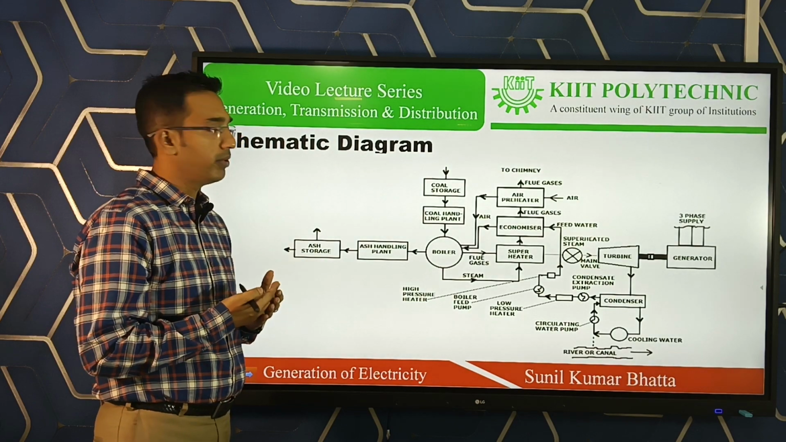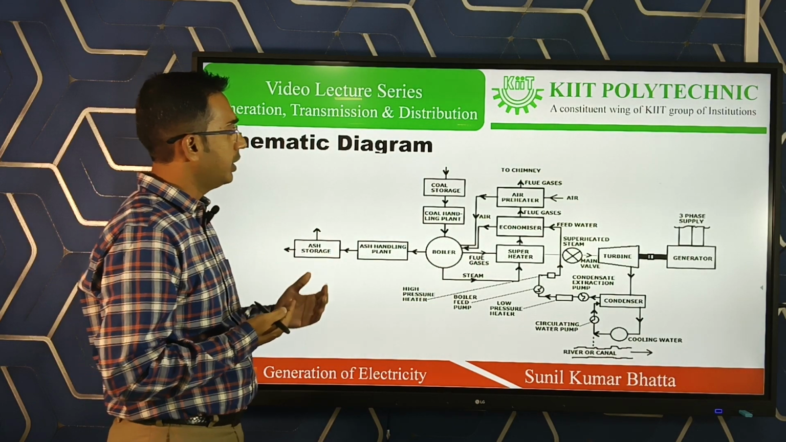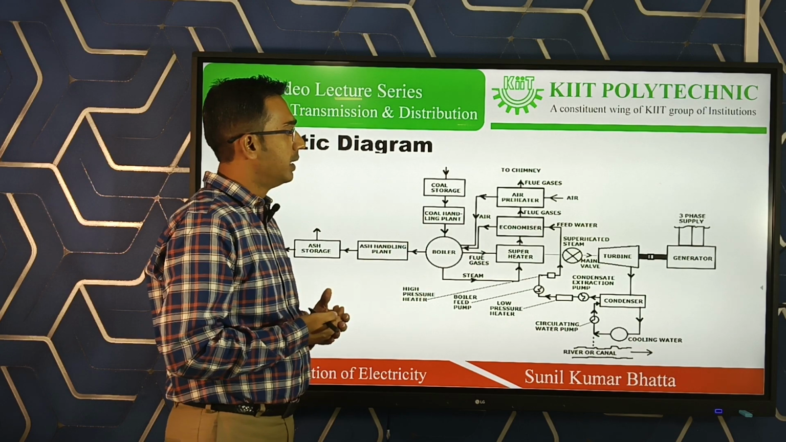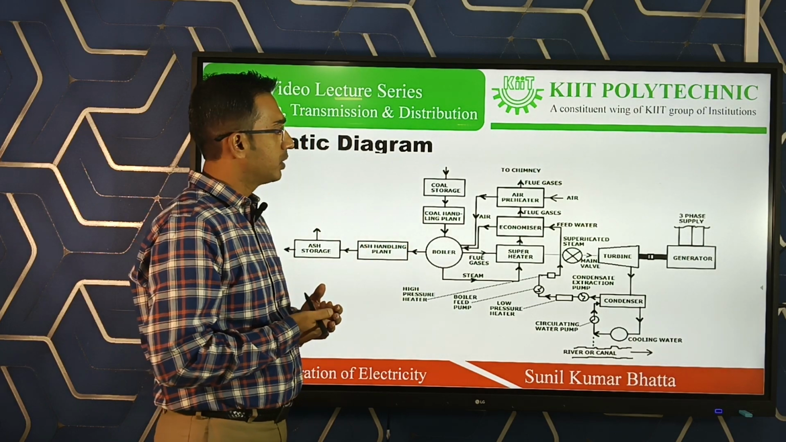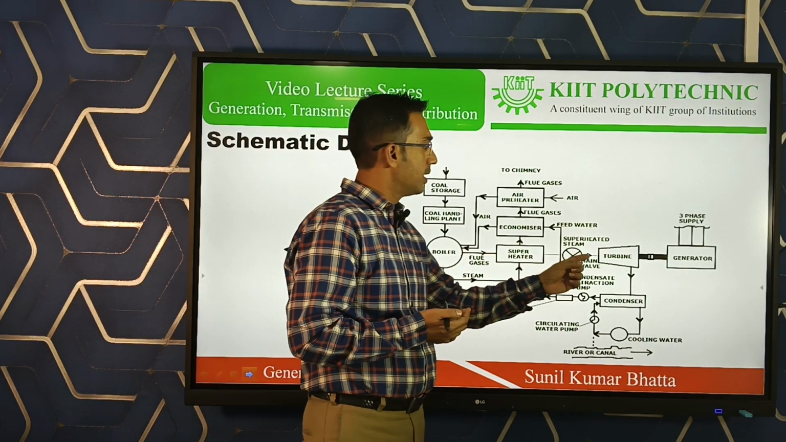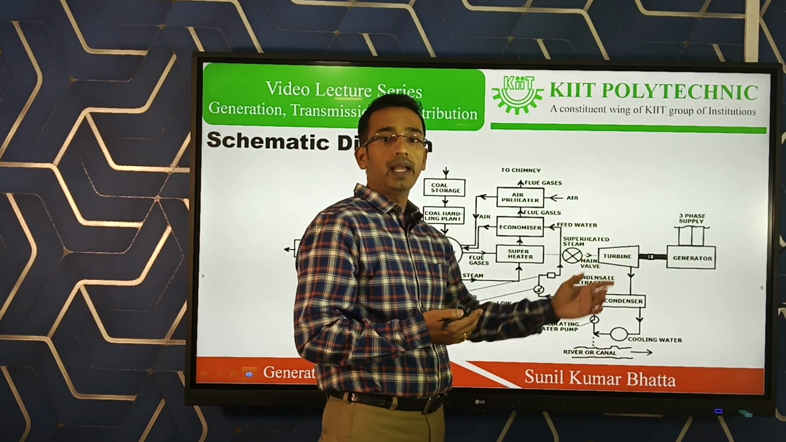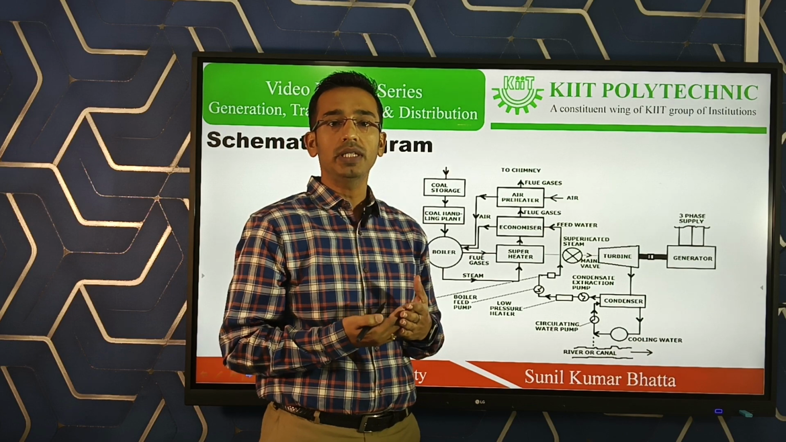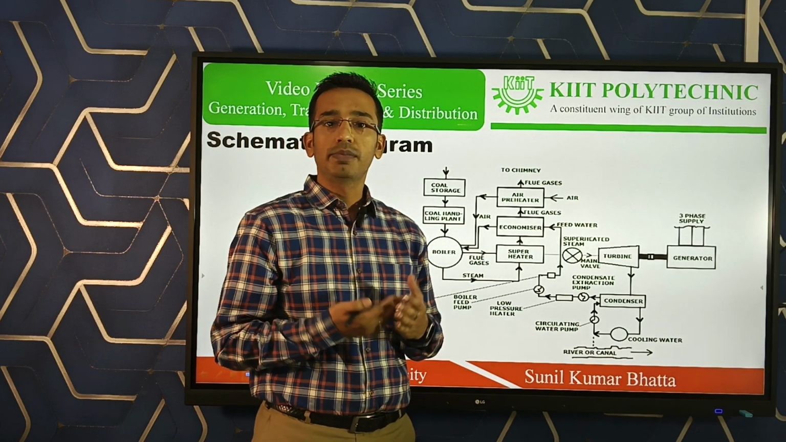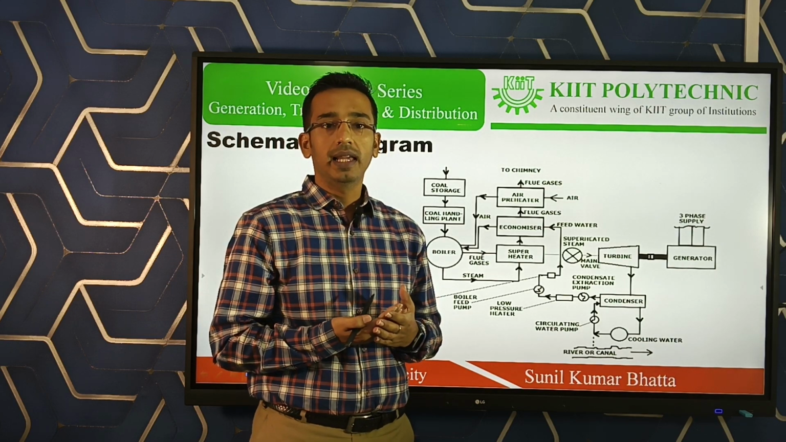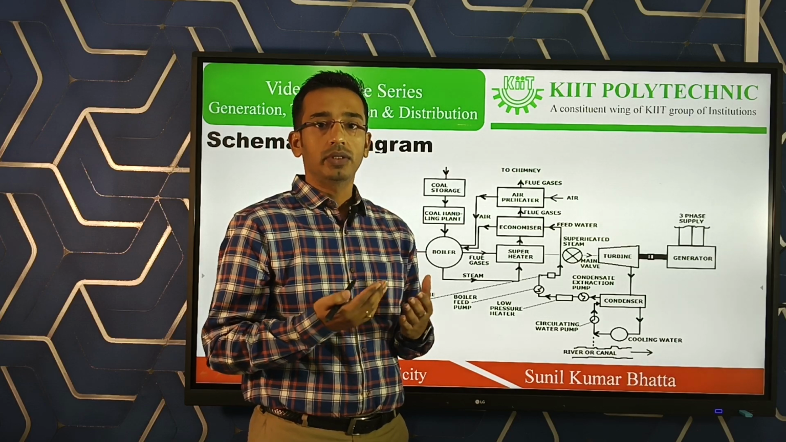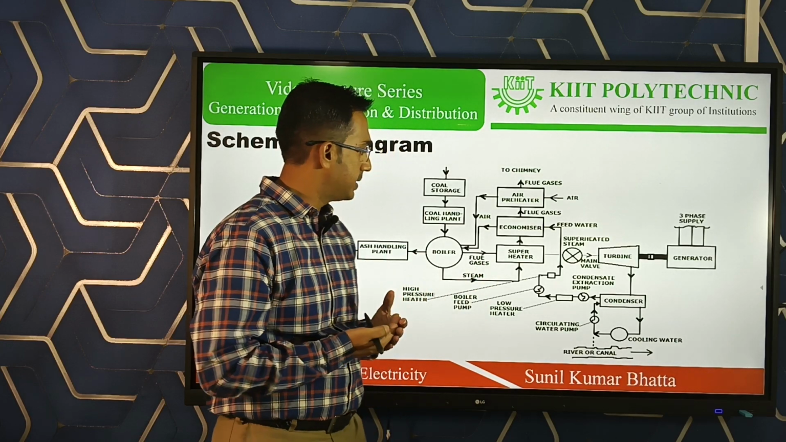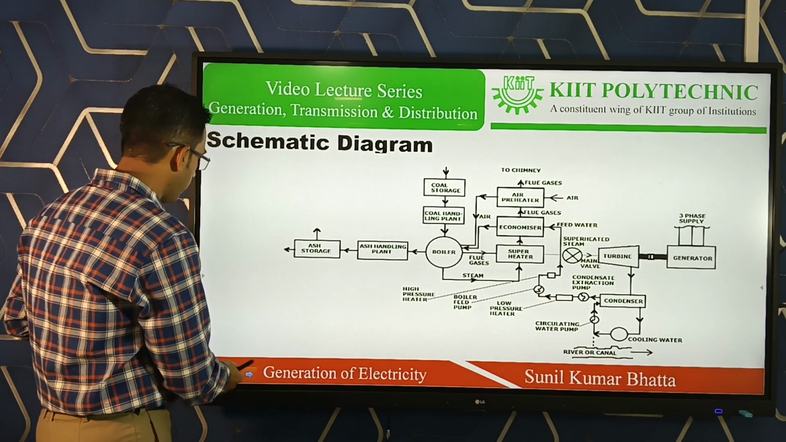You just see the diagram first: then air preheater, economizer, superheater, then the turbine, and you can see the turbine and generator are coupled to each other. So the turbine rotates the generator; the turbine gives mechanical energy, and the generator converts this mechanical energy into electrical energy. That is the alternator or generator, the AC generator we use in the thermal power plant.